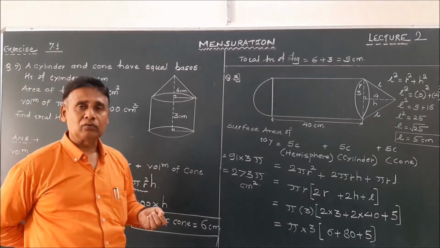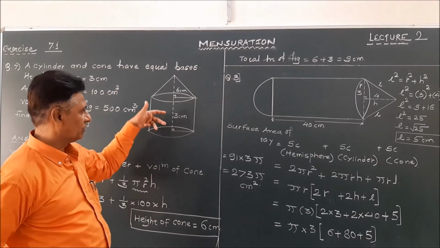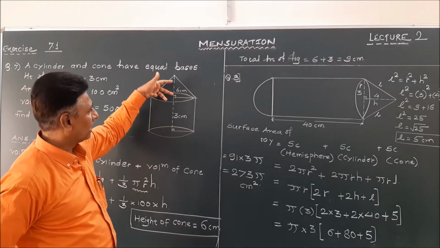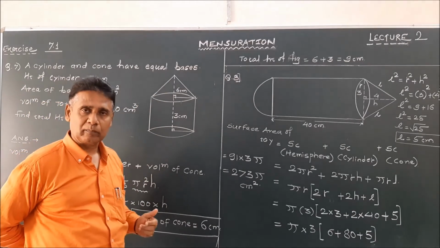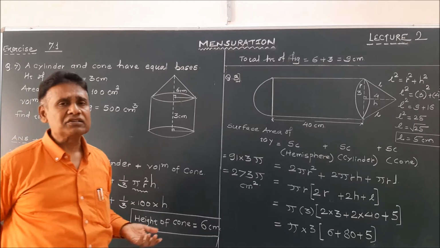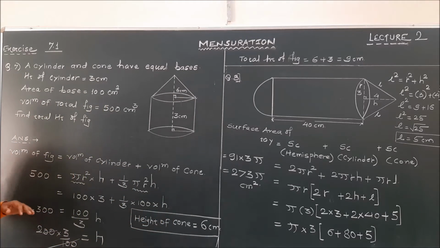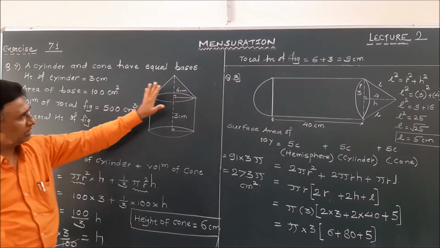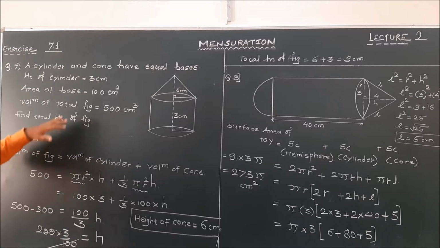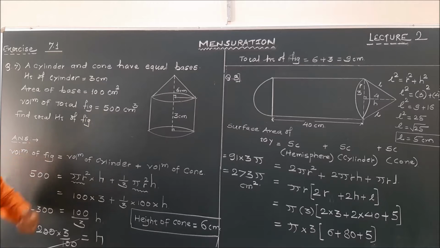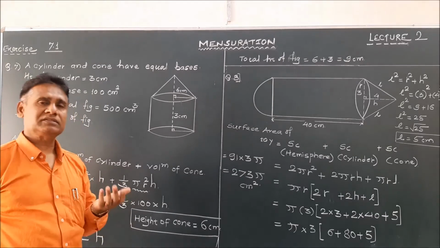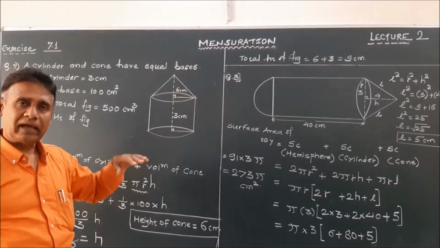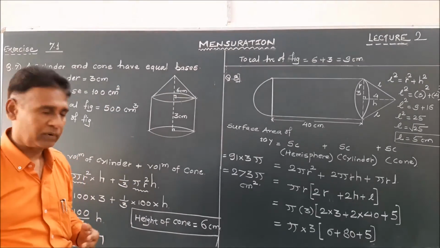If we need to find the total height of the figure, of course we know this is 3. So we need to calculate the height of the conical part. In addition to that, they have also given us that the total volume of this entire figure is 500 centimeter cube. So the volume of the figure is divided into two parts. One is of the cylindrical form and the rest is the conical part.